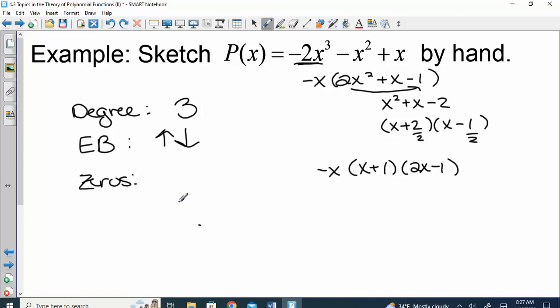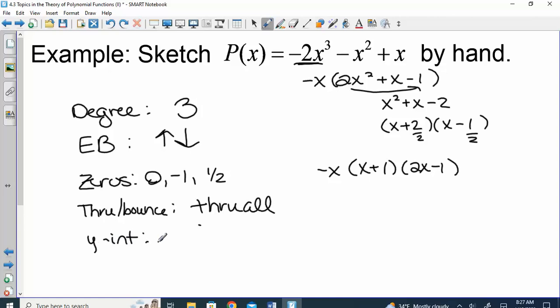So what are my zeros? Just anytime you have an x by itself, it's a 0. All of these have a multiplicity of 1. So what's going to happen? Yep, cross through all of them.